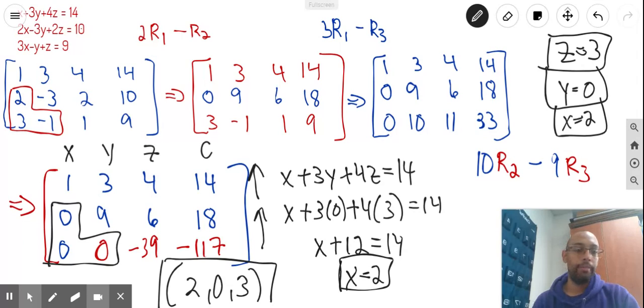All right, so that is it for this topic. This is all of topic 4. It is just 2 different methods, 2 different ways to solve 3x3 systems of equations by hand.